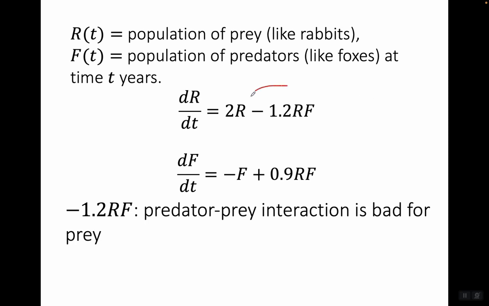And this factor in front of the RF is going to be negative 1.2. We have negative 1.2 RF. Predator-prey interaction is bad for prey. So if you have lots of foxes, that means negative 1.2 RF is going to be substantial. And notice it's negative. It's going to take its toll on dR/dt. It will decrease dR/dt.